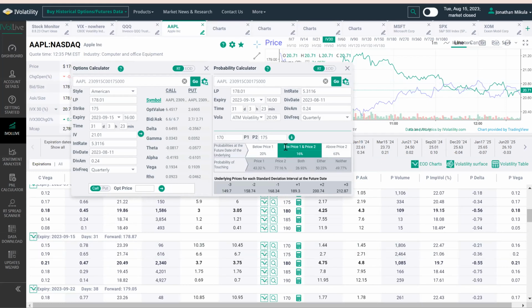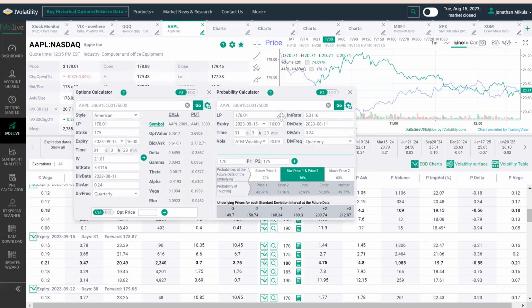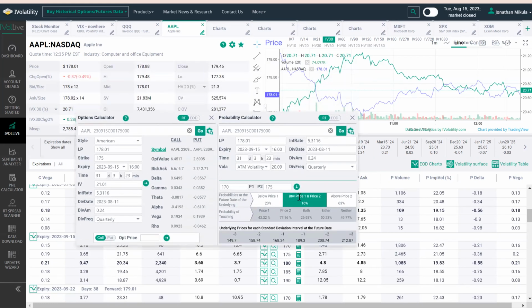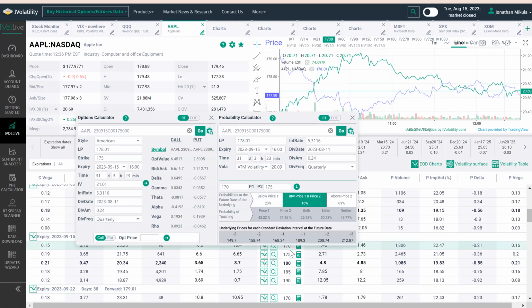So here we go. Our probability calculator within seconds spits out the likelihood behind this trade. So if we buy this 175 call, right, and we bet on Apple turning higher, there's a 63% chance we'll be above price 2, which is 175. So far, so good, right? Because this means that there's a greater than 50% chance that Apple will be above 175 at this expiration date, which is September 15th. On the other hand, there is only a 20% chance that Apple will be below 170.